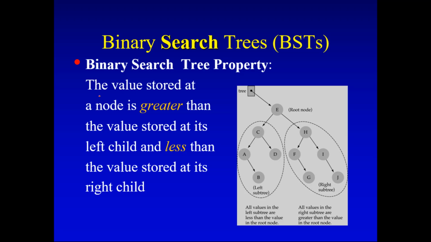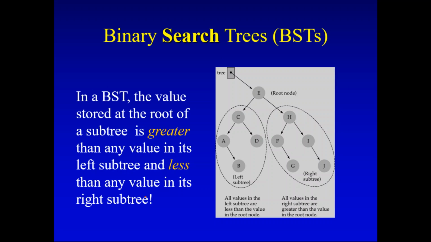So the value stored at a given node is greater than the value stored at its left child, and the value stored at the given node will be less than the value stored at its right child. This is the important property of a binary search tree, and also the key values should be unique. Fine. So the value stored at the root of a subtree is greater than any value in its left subtree, and the root value will be less than any value in the right subtree.